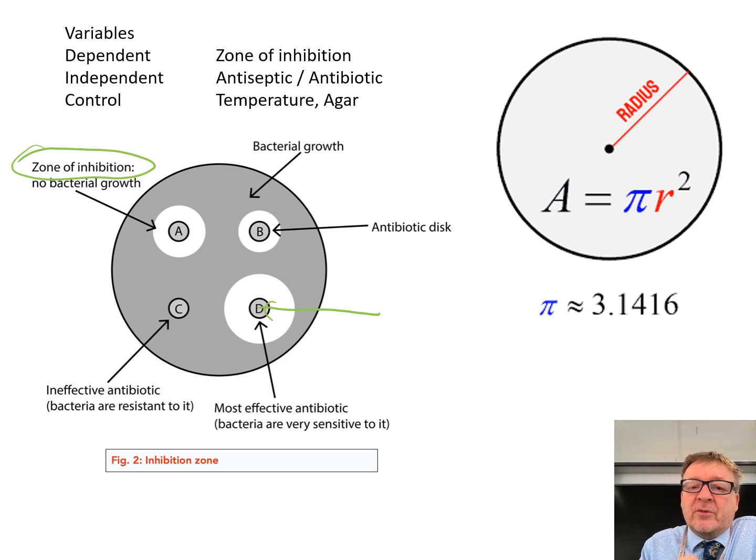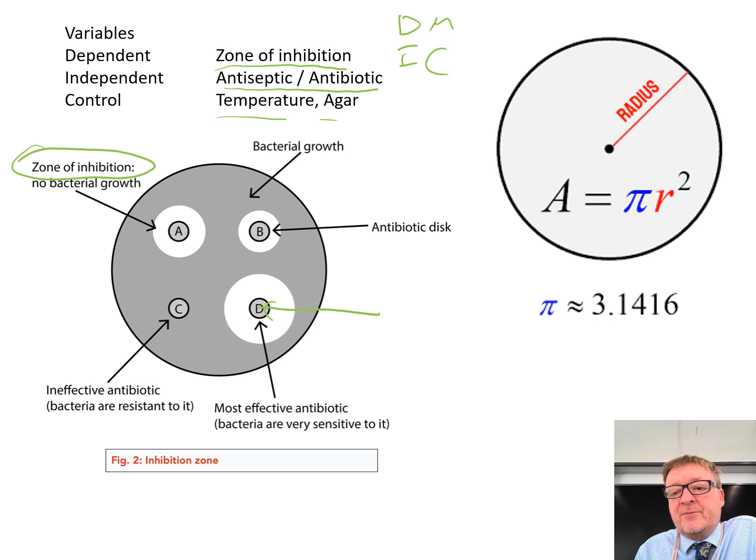All right, so we just go through your variables. Don't mess in class. What we're measuring is the zone of inhibition. What we're changing between each one is the antiseptic or the antibiotic. And what we keep the same is the temperature, 25 degrees for 48 hours, the agar, and the type of bacteria.